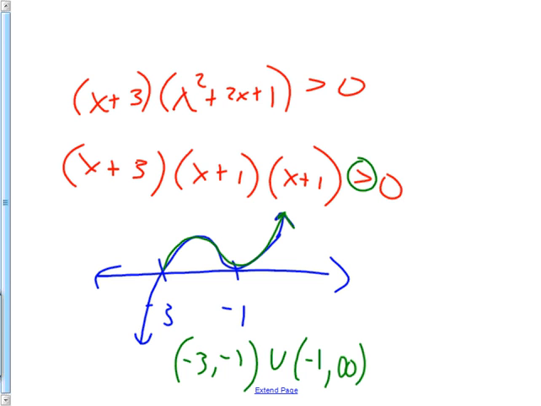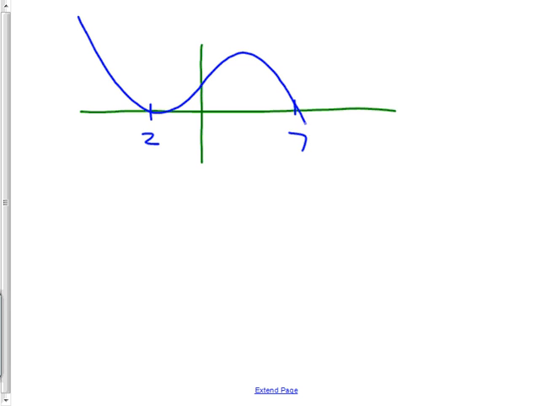Okay, so I'm going to give you another one where I'm not even going to give you the problem. I'm just going to give you the graph. And if the graph looked like this, there's a bounce at -2 and there's a cut through at 7. You get where I'm going here? Now, what if I said, where is the function less than 0? Answer on your paper. Where is this function less than 0?